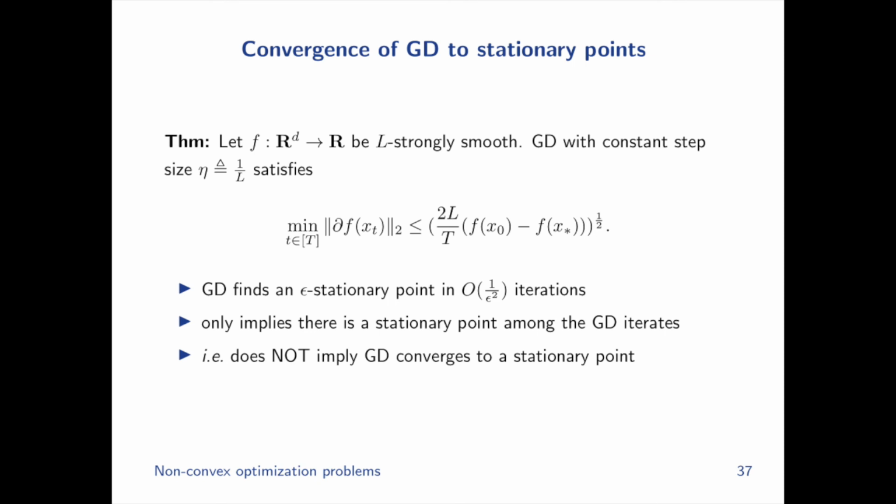Okay. The other thing I want to note is that this does not imply gradient descent converges to a stationary point. It says that along this whole sequence of iterates, there's one point that is an epsilon stationary point. Doesn't mean it's going to be the last point.